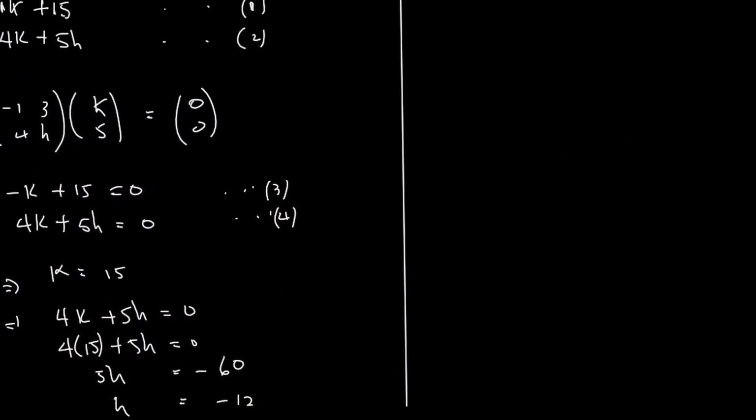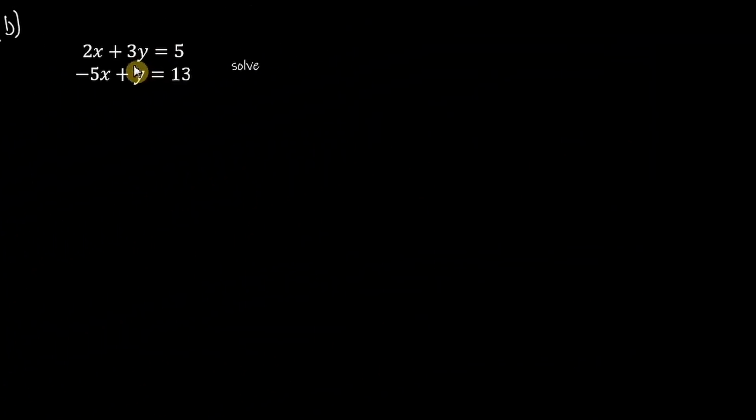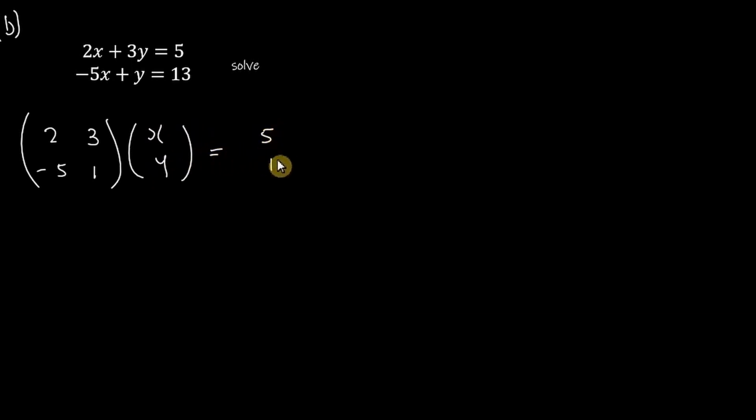In 10b, we will need to solve this pair of simultaneous equations using the matrix method. So let us establish the matrix equation. So for the coefficients, we have 2, 3, negative 5, and 1 multiplied by x and y is going to give us 5, 13. So that is our matrix equation. To get x and y, we simply multiply both sides by the inverse of this matrix. So let's call this matrix A.